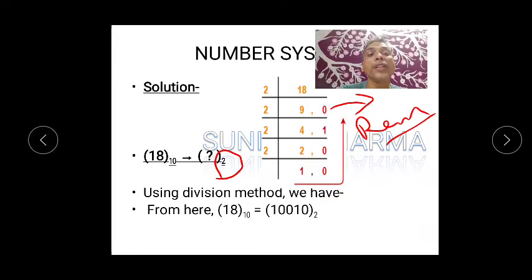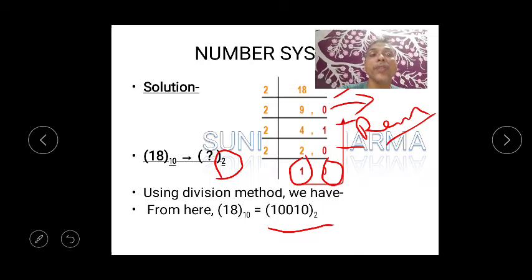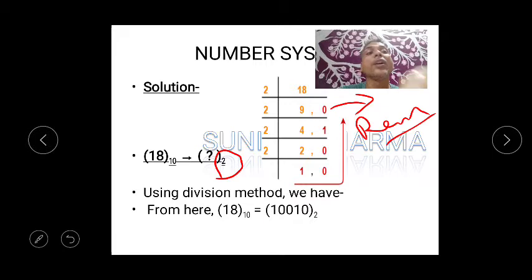So your answer will be, can you see, 1, this 1 0. So from where 1 is coming, this 1 0 0 1 0. So I hope you understood this very clearly. If not, let me go through it again.